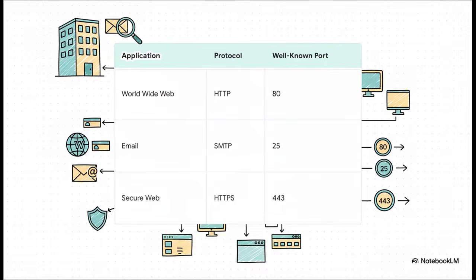And this isn't random. A lot of common internet services use standardized, well-known port numbers. For example, when you go to a standard web page, your browser is usually sending that request to port 80 on the server. Secure websites use port 443. Email often uses port 25. This whole system is standardized so any browser in the world can talk to any web server.